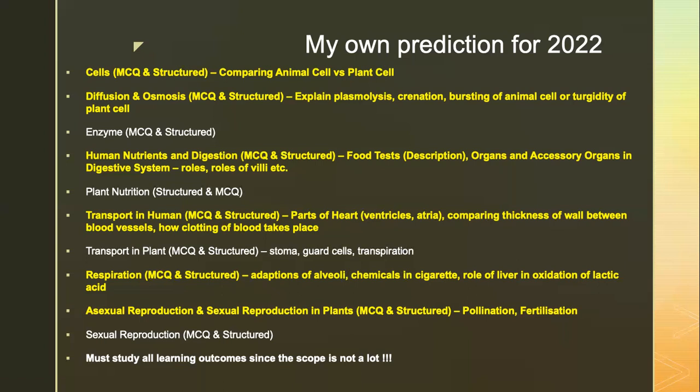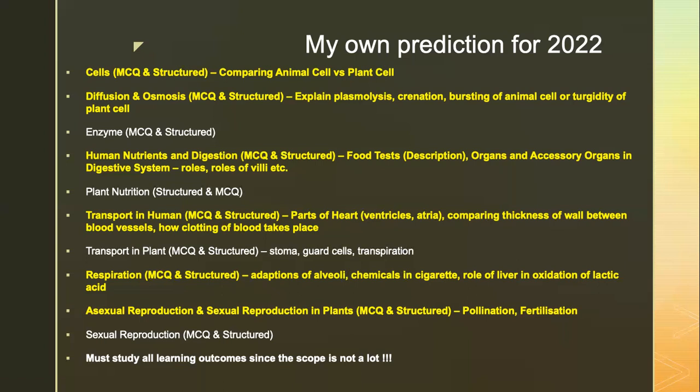For human nutrients and digestion, do pay attention to food tests, the exact description, how you carry out the various food tests, and the organs and accessory organs like the pancreas and liver, and how they are involved in the digestive system. There could be more focus on the small intestine, large intestine, stomach, mouth, and villi, absorption and assimilation. Do pay attention to that.